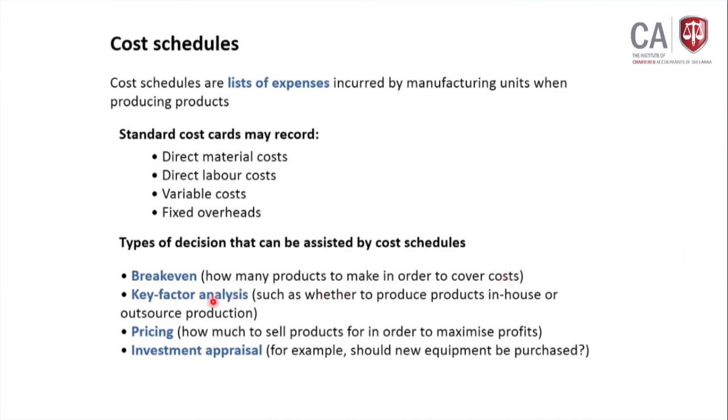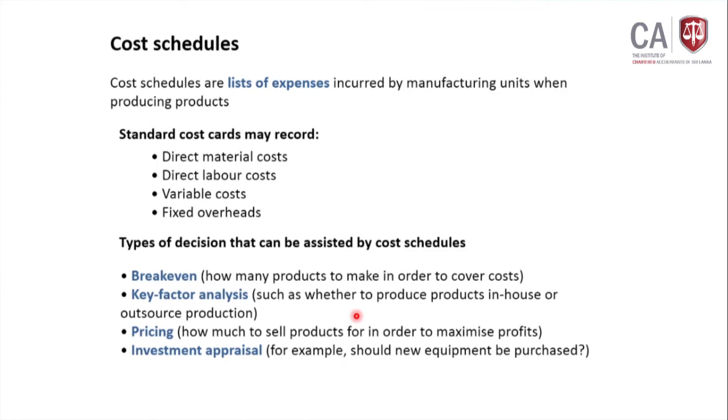Key factor analysis. What are the key factor analyses, such as whether to produce a product in-house or outsource production? So based on the cost schedules, let's say you are going to develop a car and you are going to develop the batteries for the car as well. All these things will be developed in-house. To produce a car you require tires, batteries, body parts, and some other engine parts. When you are scheduling the cost, you feel that producing batteries takes a high cost. Why don't we outsource that? Let's think about outsourcing that to another party.